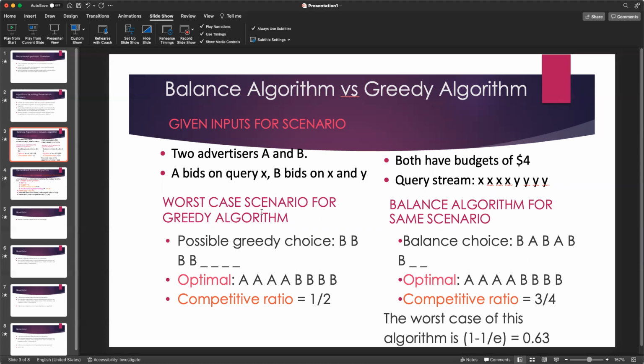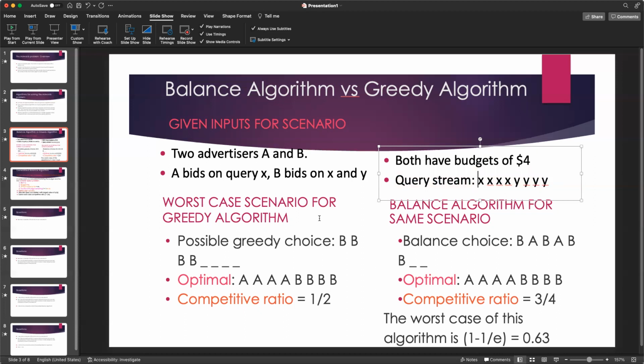For example, consider there are two advertisers, A and B, and also two queries, X and Y. If you can see on the right-hand side, the budgets of both A and B are $4. A bids on query X, B bids on both query X and Y. The query stream coming in is 4 times X and then 4 times Y.